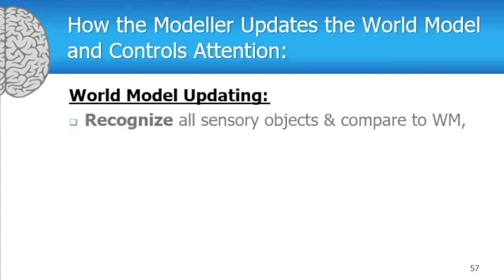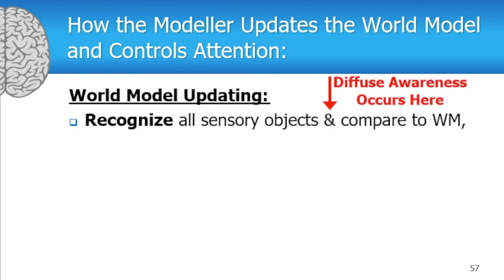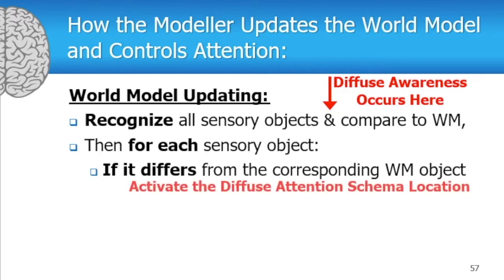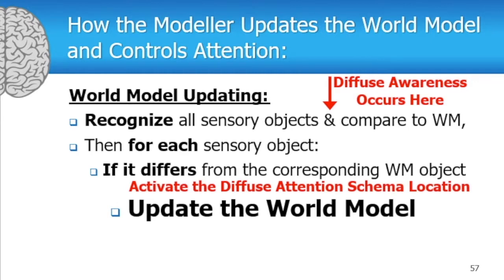So to update the world model, the modeler starts by continuously recognizing all the sensory objects contained in the current sensory inputs and comparing those objects to the equivalent objects in the world model. I claim that this is where diffuse awareness experience occurs. Then for each sensory object, if the sensory object differs from the object in the current world model, the modeler will activate the diffuse attention schema location and update the world model appropriately. Note that the object could differ because it was a brand new object or because some existing object changed in some way. An example of a change could be that the object moved or rotated. The new object may have been predicted by the world model, or it may have been a surprise.